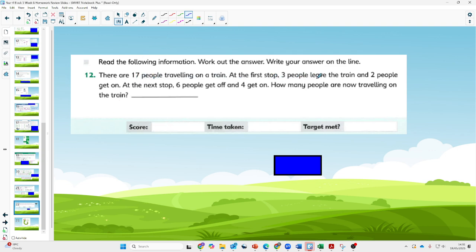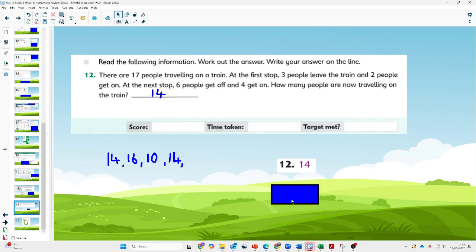At the first stop, 3 people leave. So we know that then there's 14 left. And 2 people get on. So that then takes us to 16. At the next stop, 6 people get off, so we're then down to 10. And then 4 people get on, so we're then back to 14 people. How many people are now travelling on the train? It is 14. Let's just reveal the answer here.